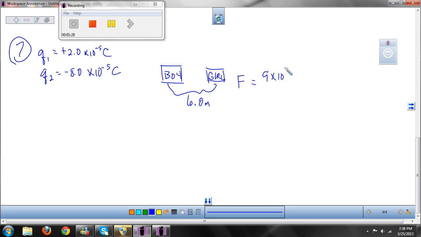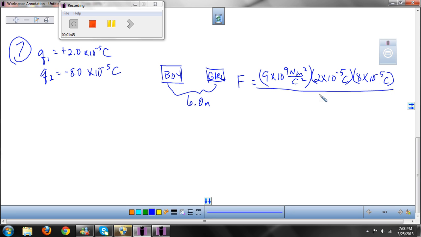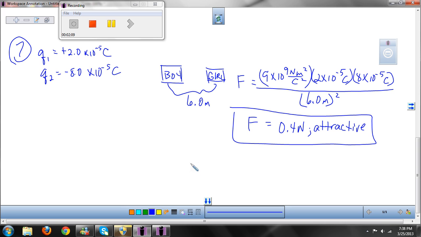9 times 10 to the 9th, and 2 times 10 to the minus 5 Coulomb, 8 times 10 to the minus 5. And notice I'm not putting the signs of the charges in my equation. I'll deal with that when I talk about whether they're attractive or repulsive. So I got the force when I did it to be 0.4 newtons. And I said they were attractive because one charge was positive and the other was negative. Okay. So that was number 7.